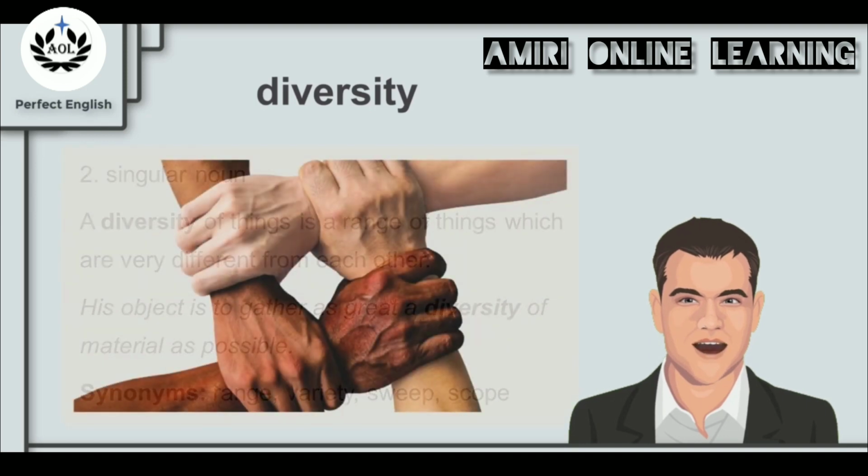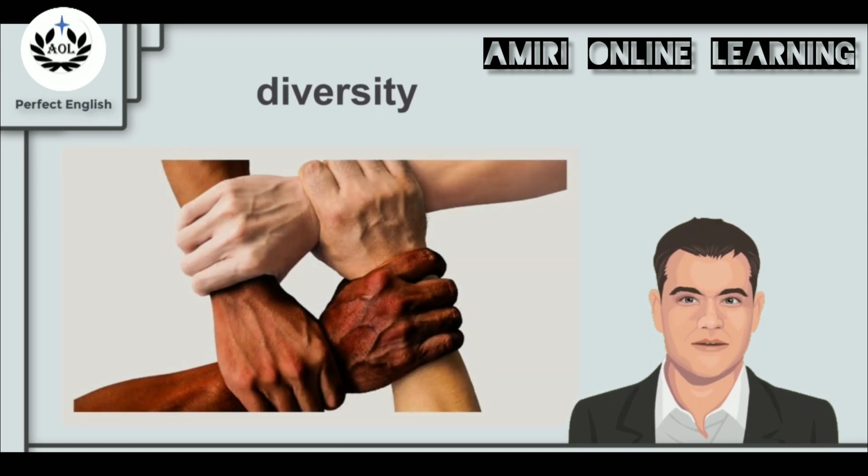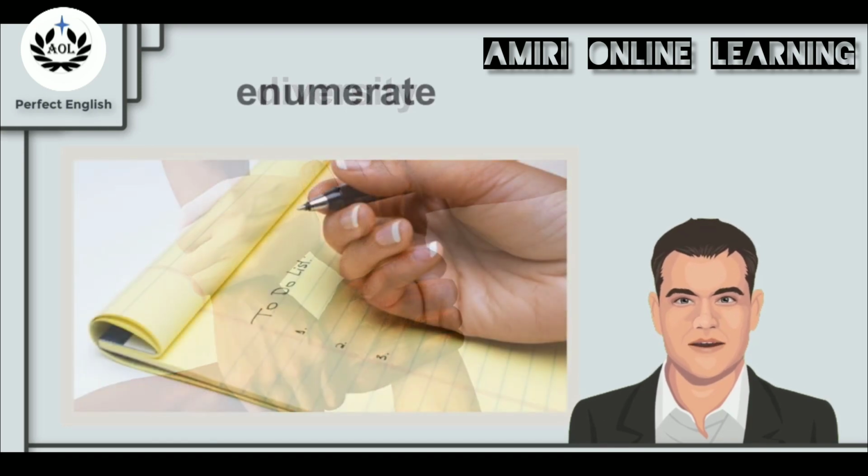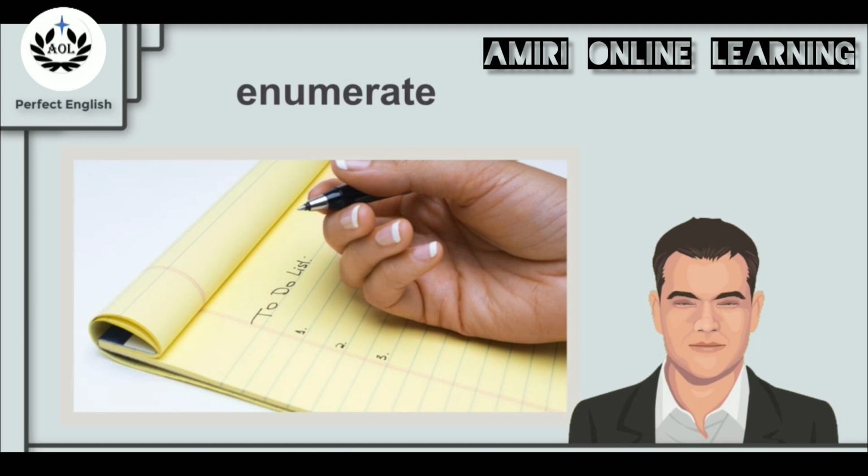So the next time you remember this picture of these four hands holding each other, remember the word diversity and what it means. And now for the next keyword, enumerate. Now we look at the picture and we can see a thing that we must have used once or twice in our lives, or for some people they use it every day, and that is a to-do list.